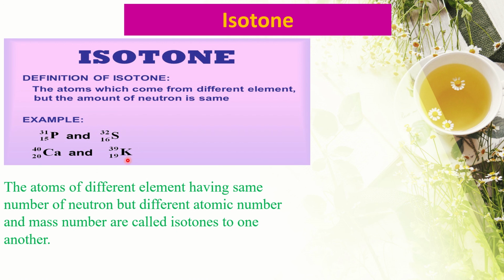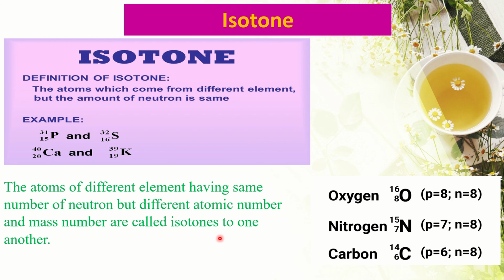So they are isotone. In this way, there are many atoms where atomic numbers and mass numbers are different, but if you count neutron number, you will see that their neutron numbers are the same. So they are isotone to one another. That means the atoms of different elements having the same number of neutrons but different atomic number and mass number are called isotones to one another.